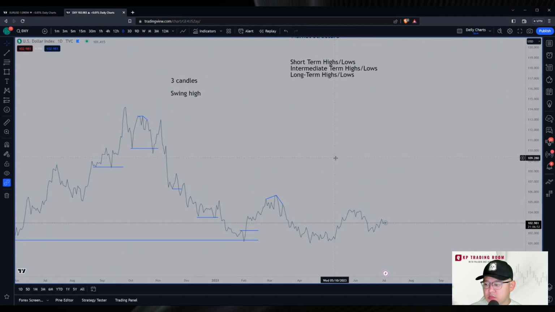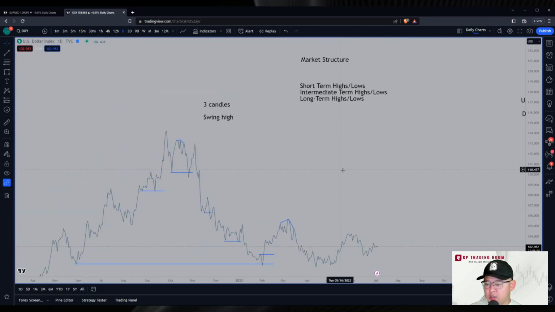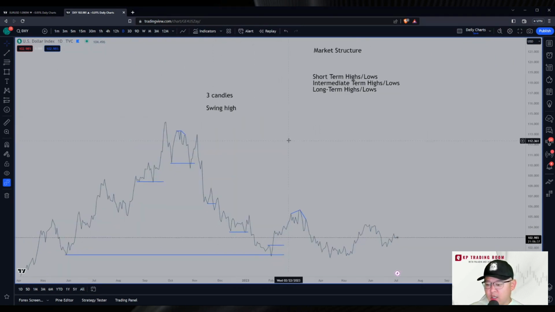All right. There's really not too much else to cover in here. Just go back in your charts, backtest all this information, three candle patterns, swing highs, swing lows, and understand what's an intermediate term high, what's a short term high, what's a long term high, and vice versa for lows.